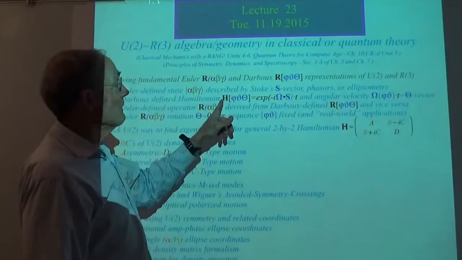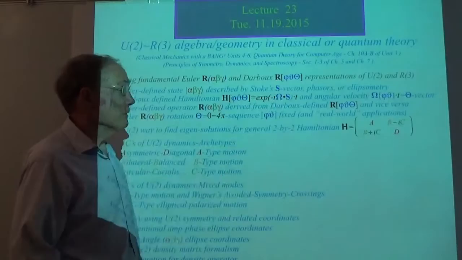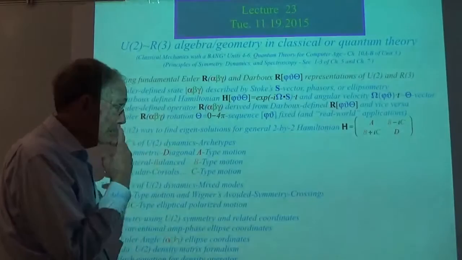quickly how this little simple A, B, C, D Hamiltonian becomes exponential that makes it possible to basically write down the complete eigensolutions, including eigenvalues and eigenvectors, very quickly. That's a nice piece of algebra.